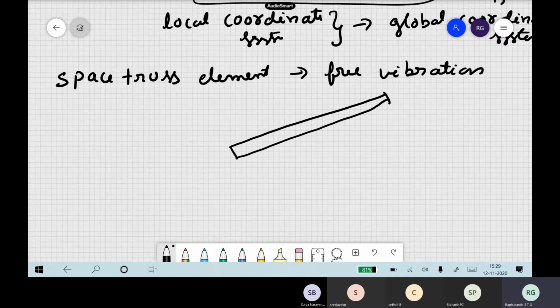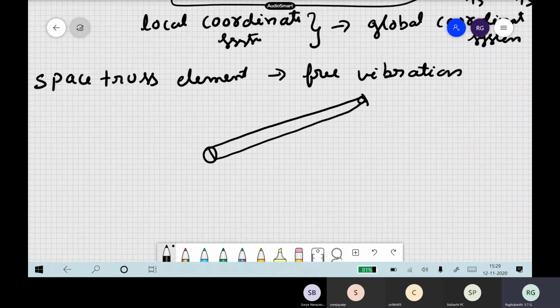So this is some space truss element. Let us say there is some pipe kind of a thing. Now, how many degrees of freedom will a space truss element have? If L is the length, at each node, how many displacements will there be? It is not a space frame. It is 3. So three displacements will be there.